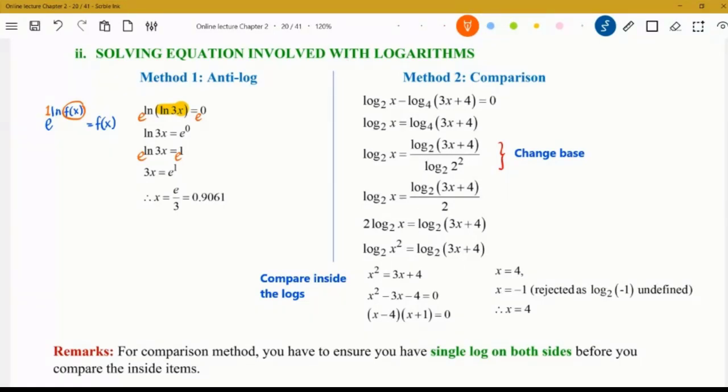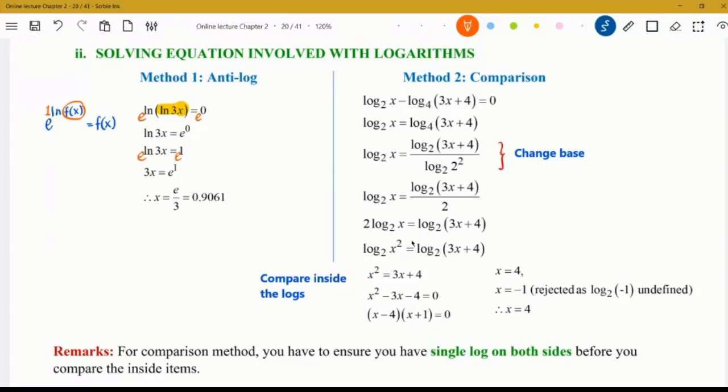Okay, for the second method, we have comparison, with the example log x base 2 minus log 3x plus 4 base 4 equal to 0. So first step, I make each side a log, kiri kanan. So saya pindahkan ini ke sebelah kanan. As you can see, we have different bases, so you have to change the base properly. We change the base to 2 since it's the smallest base, so that we have the same base 2. So I bring up the 2 to the left hand side. So we have 2 log x base 2 equal to log 3x plus 4 base 2.